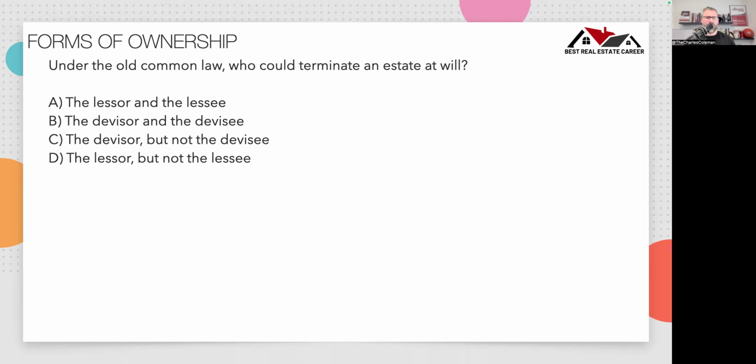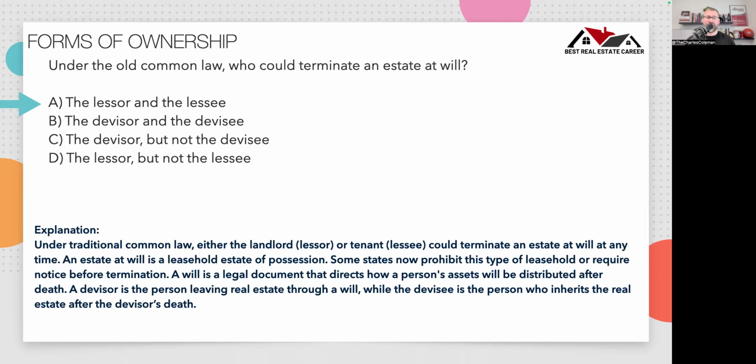Under the old common law, who could terminate an estate at will? The lessor and the lessee. Under traditional common law, either the landlord, the lessor, or the tenant, the lessee, could terminate an estate at will at any time. An estate at will is a leasehold estate of possession.